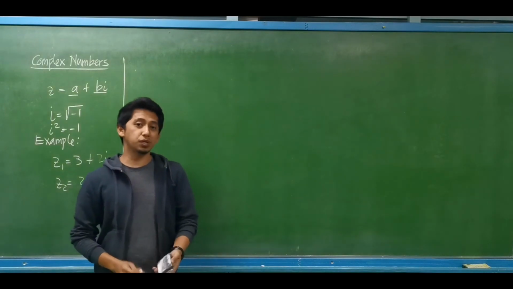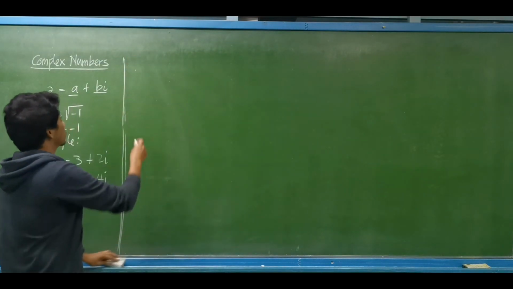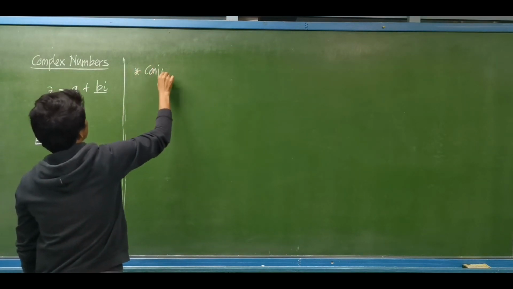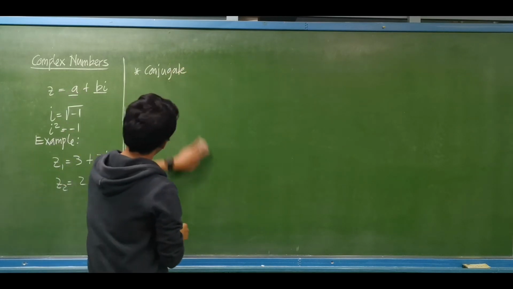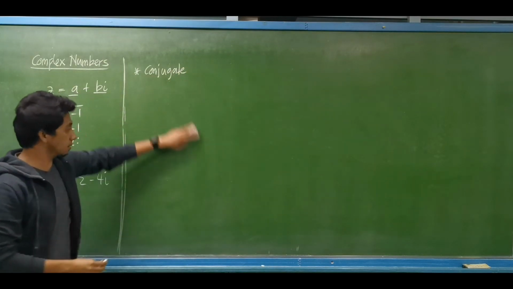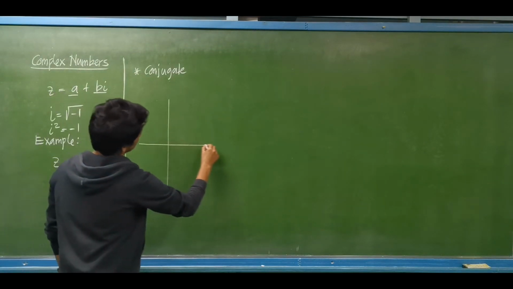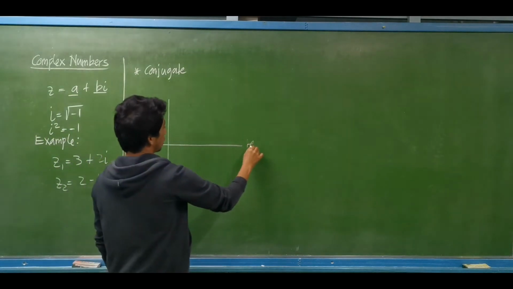Before we proceed to the division of complex numbers, let us first discuss the conjugate of a complex number. So how do we plot a complex number? Let's have our horizontal axis be the real part.